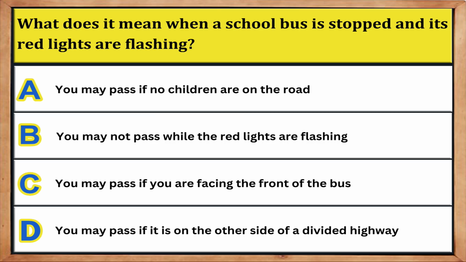Next question. What does it mean when a school bus is stopped and its red lights are flashing? A. You may pass if no children are on the road. B. You may not pass while the red lights are flashing. C. You may pass if you're facing the front of the bus. D. You may pass if it is on the other side of a divided highway. The correct answer is B. You may not pass while the red lights are flashing.